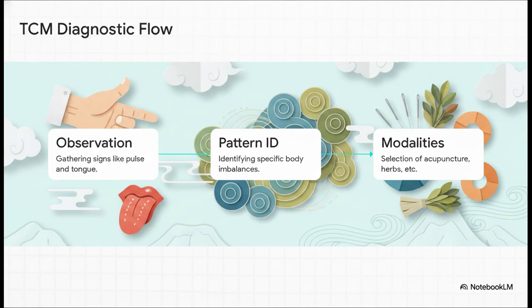And this holistic worldview naturally leads to a highly logical diagnostic flow. A practitioner doesn't just match a single symptom to a single herb. Actually, they gather signs by observing things like the patient's pulse and tongue, synthesize all those little clues into a pattern of imbalance, and only then do they select a customized treatment. It's like putting together a giant puzzle.